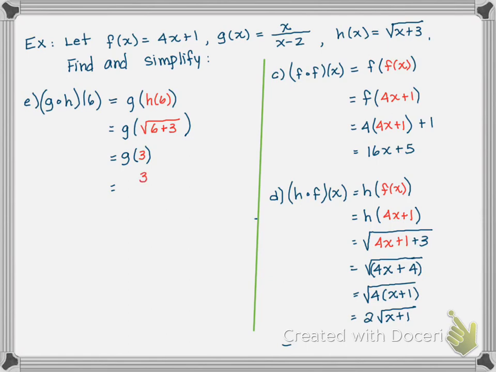So 3 divided by 3 minus 2, which is 3 over 1, which is 3. Lots of 3's in that one.